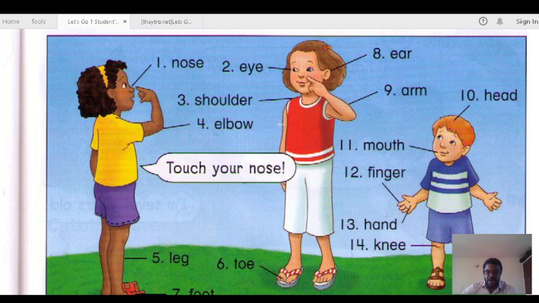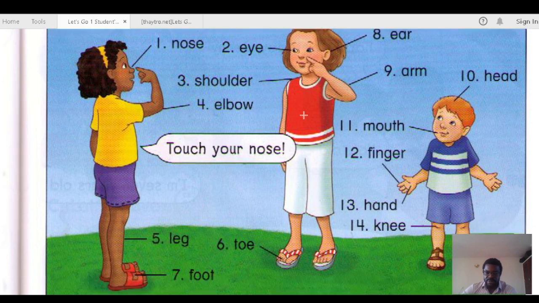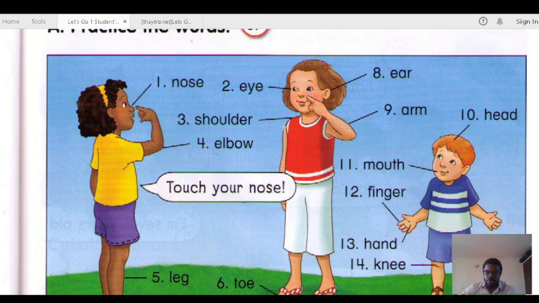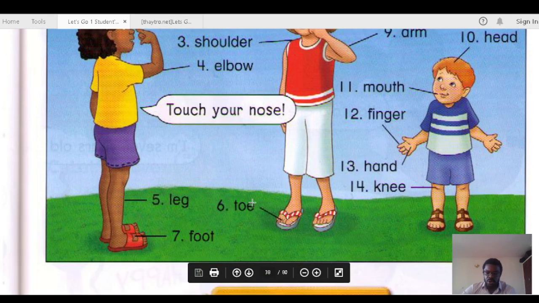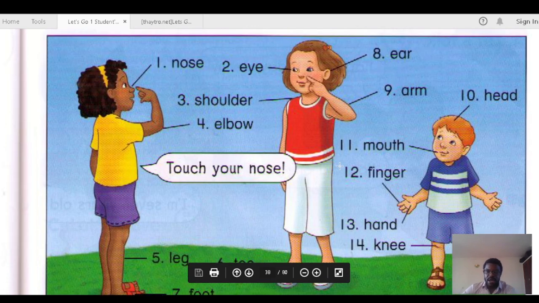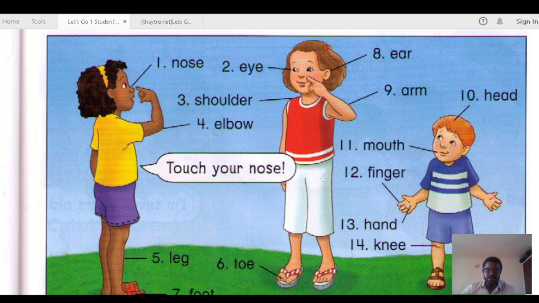I told you today you'll be having a spelling test on how to spell your body parts. I've not forgotten. So in case you have forgotten, go through it one more time. Make sure you can learn how to spell nose, eyes, shoulder, elbow, ear, arm, head, mouth, finger, hand, knee, leg, toe, foot. Because you're going to spell and write all these down when you join me at the Zoom meeting.